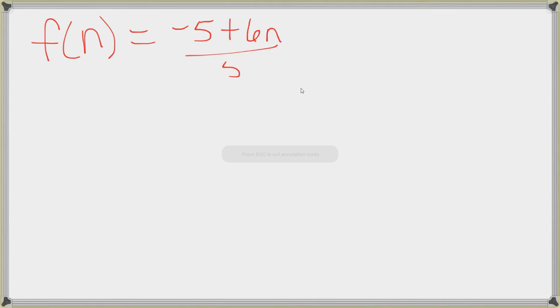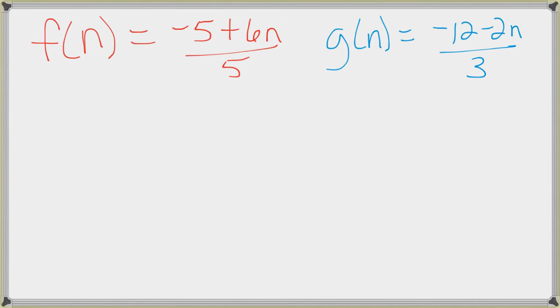There we go. F of x equals, or f of n equals negative 5 plus 6n divided by 5. g of n equals negative 12 minus 2n divided by 3. One thing I notice when I see this, 12 is not divisible by 5. So I'm thinking this one might not be inverses, but we'll see.